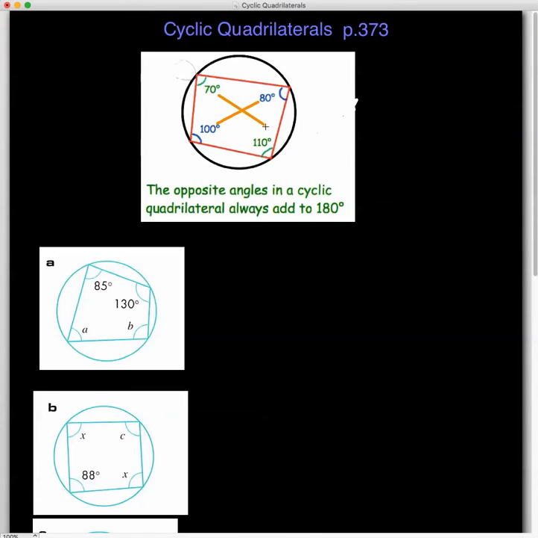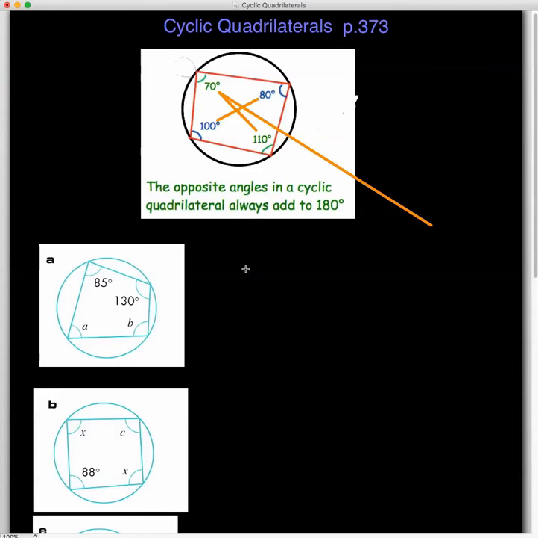So 70 degrees and 110 is 180, and 80 and 100 is 180. Both of them add up to 180 degrees. So this is a cyclic quadrilateral. All right, hard to say a little bit.